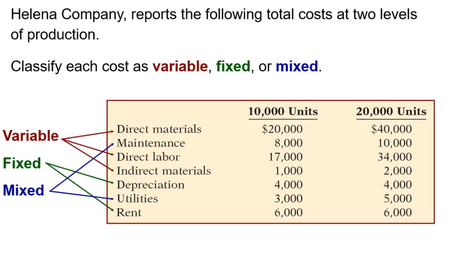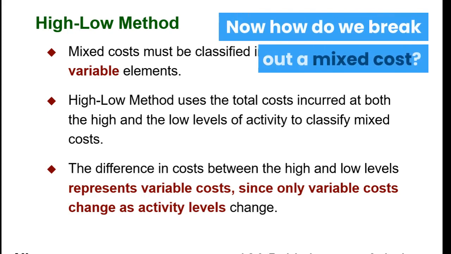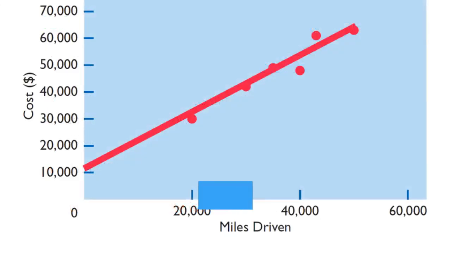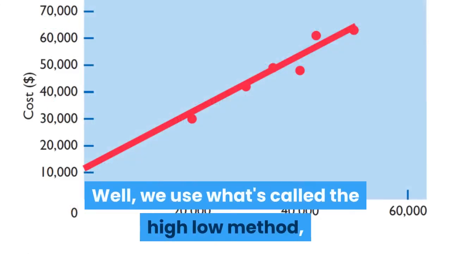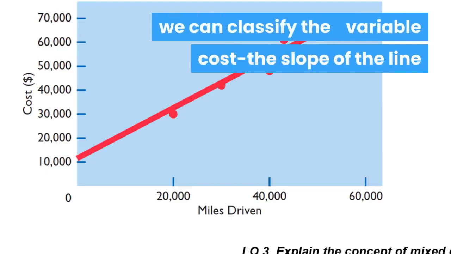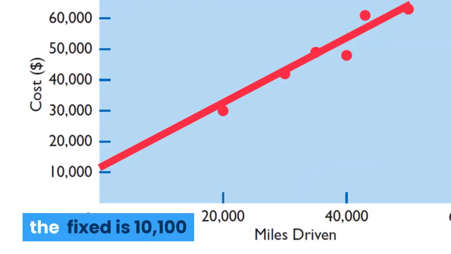Indirect labor obviously is variable. Indirect materials is variable. Depreciation is $4,000 at 10,000 units. It's also 4,000 at 20,000 units. So you see, it's a fixed cost. Now, how do we break out a mixed cost? Well, we use what's called the high-low method. We can classify the variable cost as the slope of the line, and the fixed cost as the intercept.